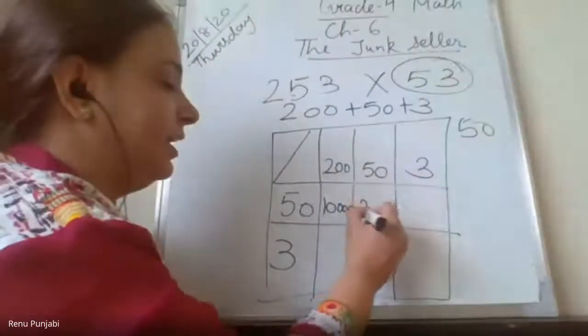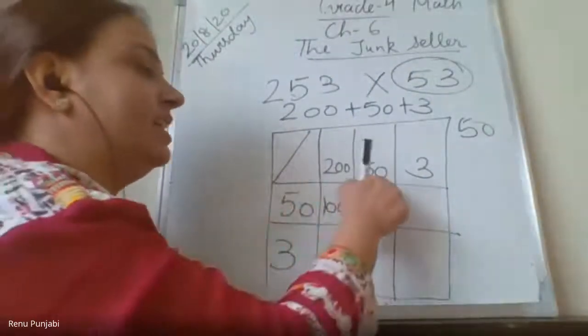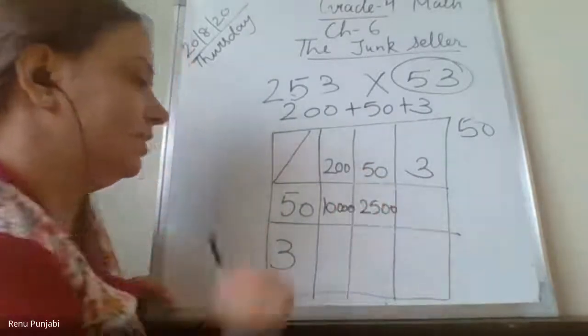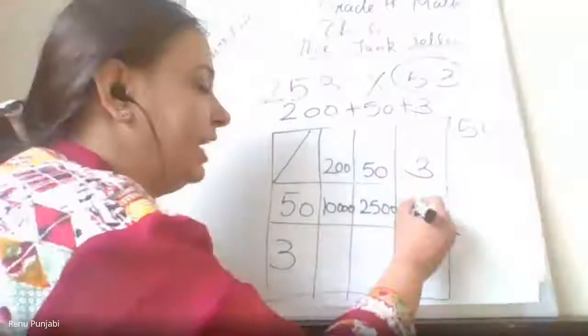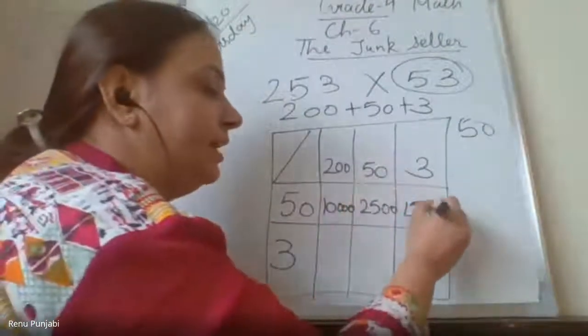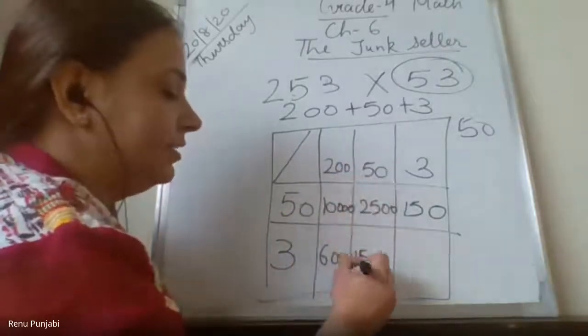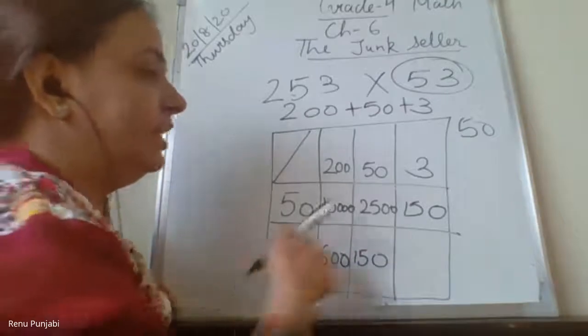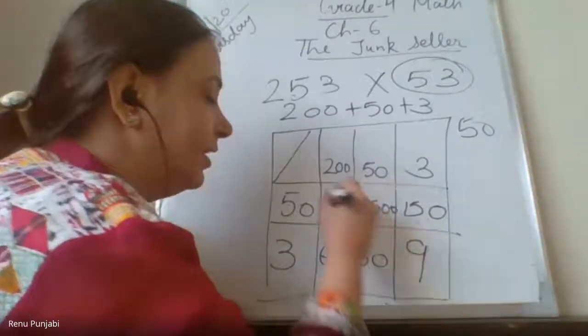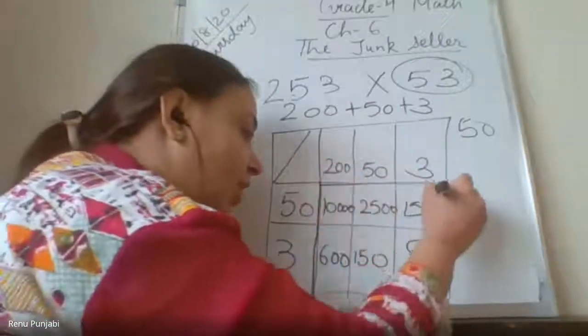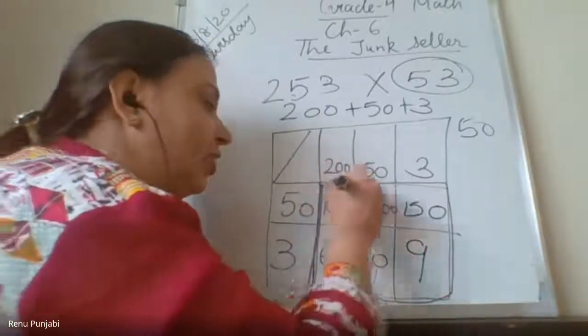10,000. 5 into 5 is 25, and 1 zero from this and 1 zero from this will be added. 5 into 3 is 15, and 1 zero of this will be added. 3 into 2 is 6, and 2 zeros of 200. 3 into 5 is 15, and 1 zero, and 3 into 3 is 9. Now add all the 6 blocks which you have filled, so your total answer will come.